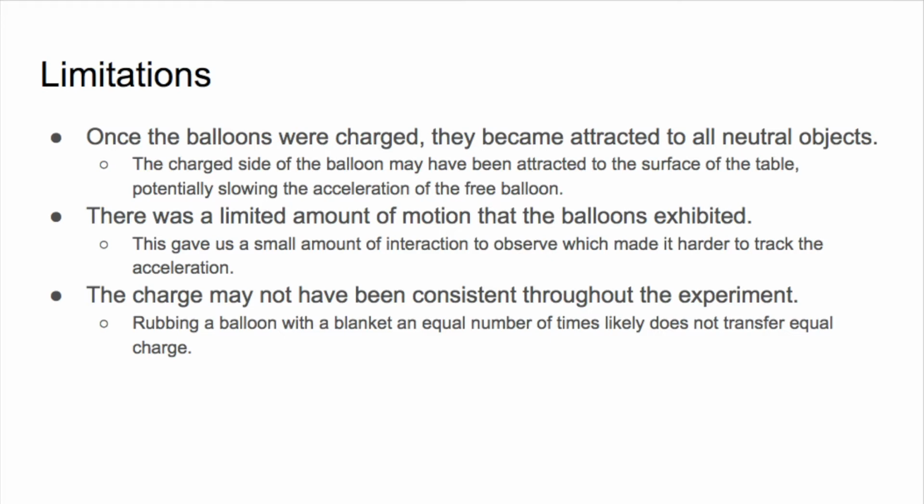One limitation was that after charging the balloons, they became attracted to neutral objects. So this could have slowed down the acceleration of the free balloon, as it could have been attracted to the surface of the table. Another one was that there was a limited amount of motion that the balloons exhibited. This gave us a small amount of interaction to observe, and it made it harder to track the acceleration through Tracker. And the third problem we encountered was that the charges, after rubbing the balloons with a scarf, may not have been consistent throughout the experiment.